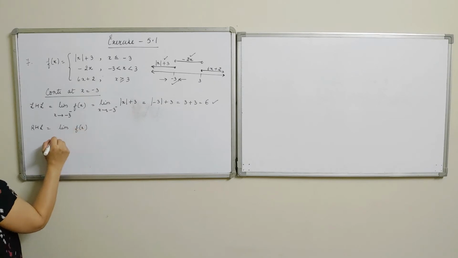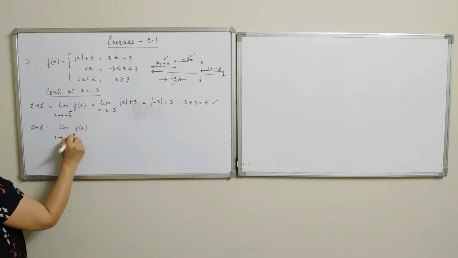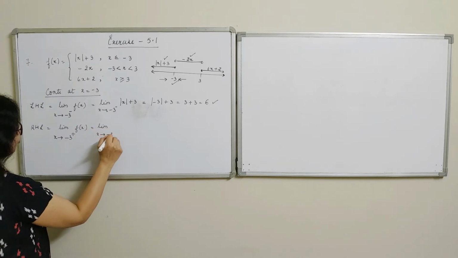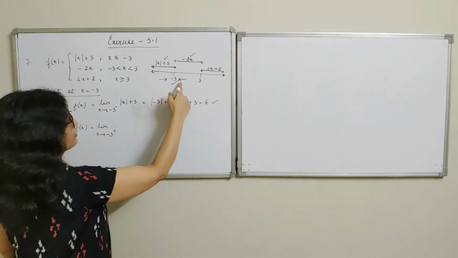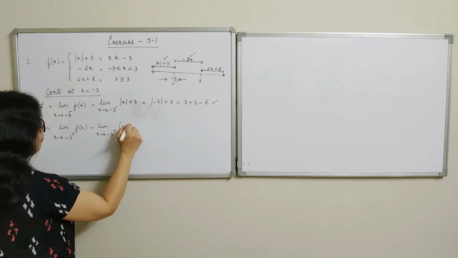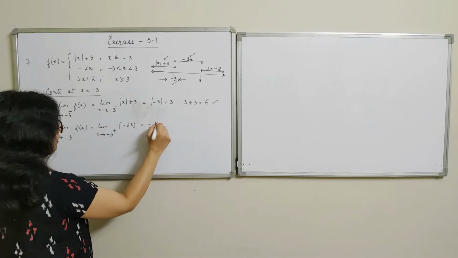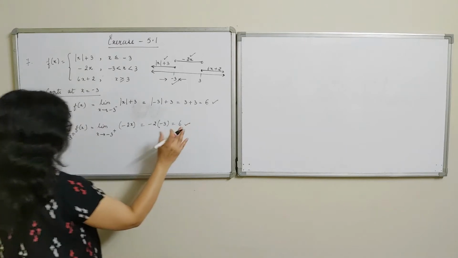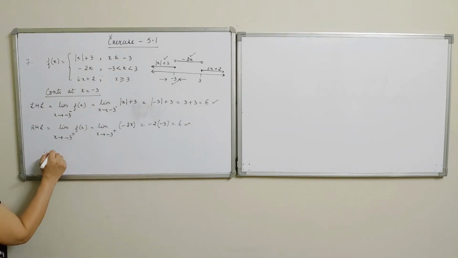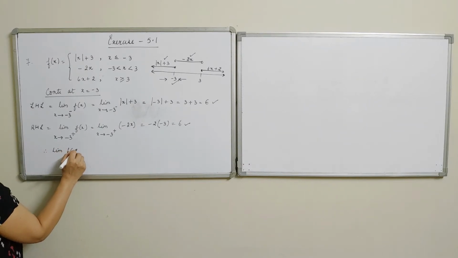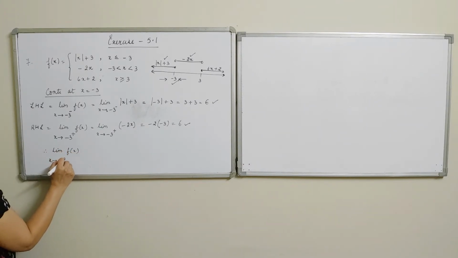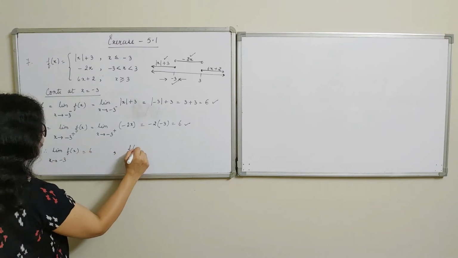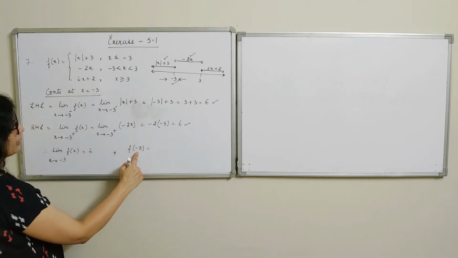Likewise, let's find out RHL. So limit of f(x) when x tends to minus 3 plus. When x tends to minus 3 from the positive side, that means more than minus 3. So our function is defined as minus 2x. Replace x by minus 3 and we get 6. So you can see LHL and RHL are equal to 6. Therefore, the limit of the function when x tends to minus 3 is 6.